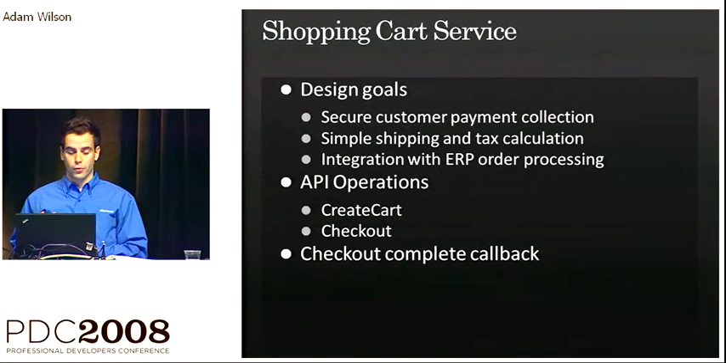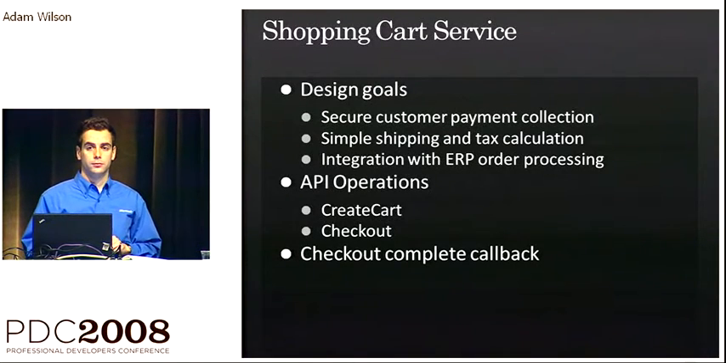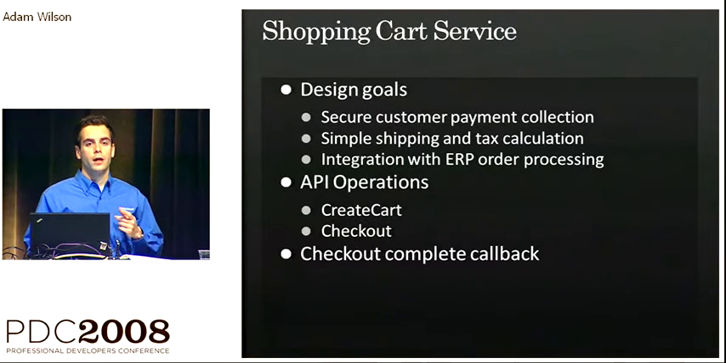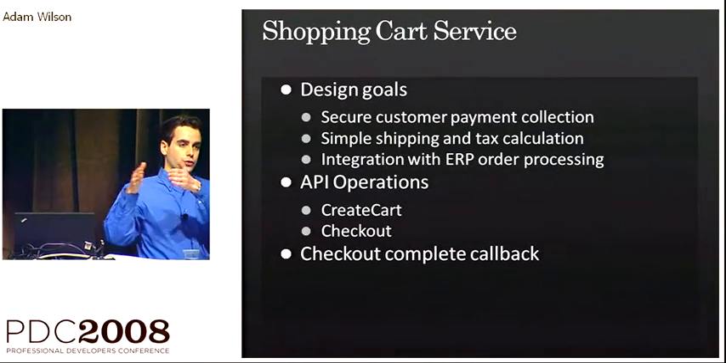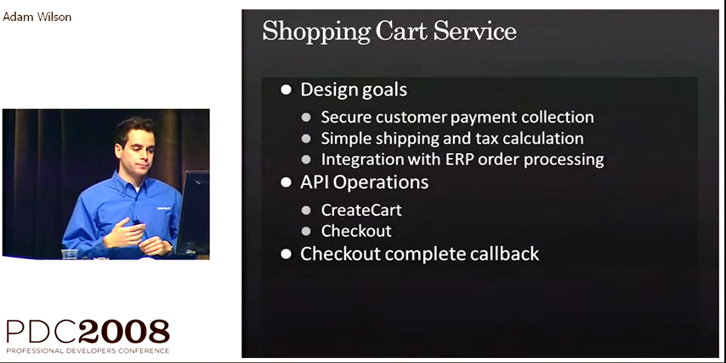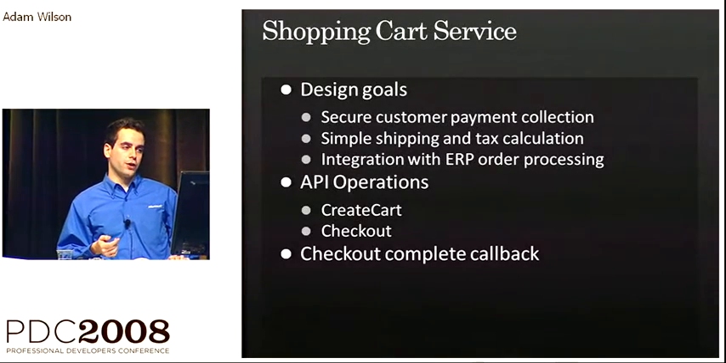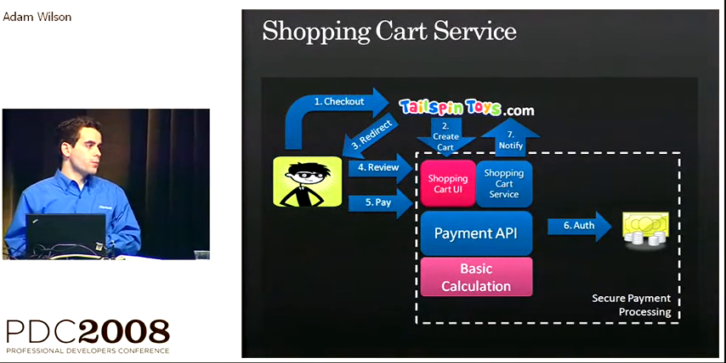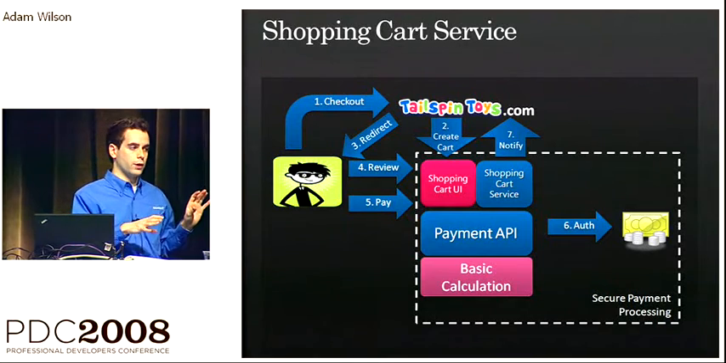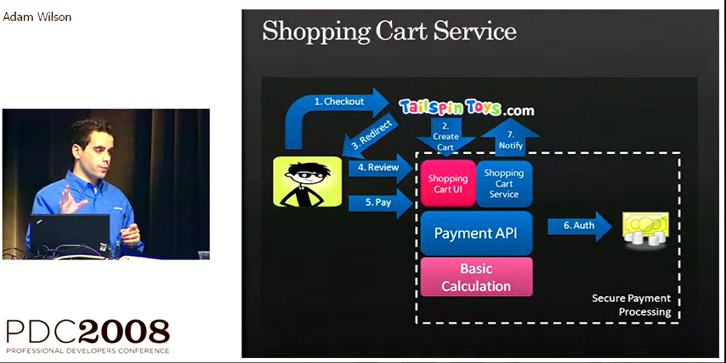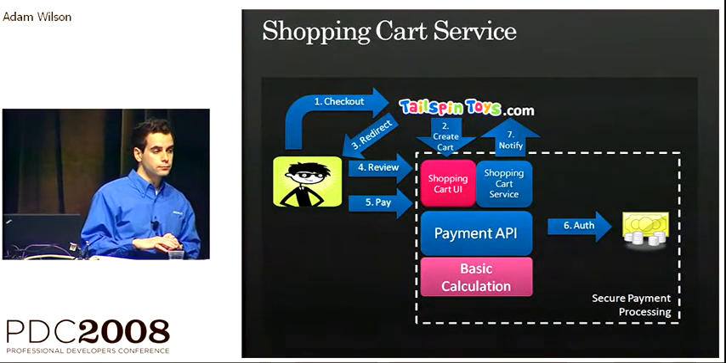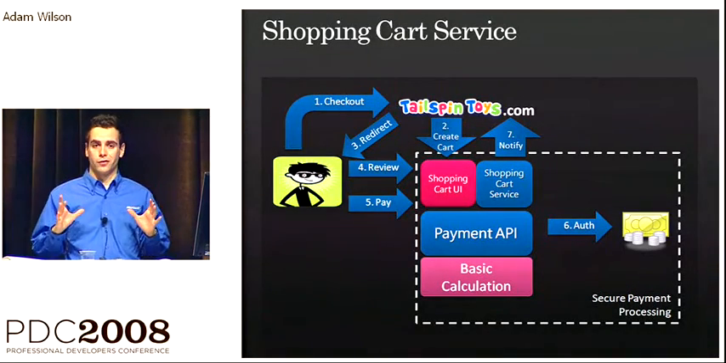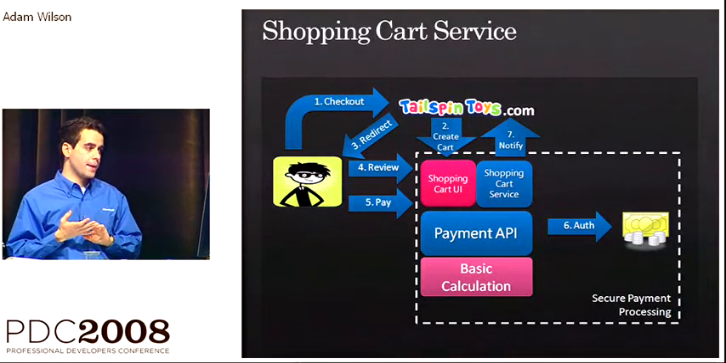And there are two API operations here. There's a create cart operation and a checkout operation. First one creates a list of items that you want to check out with. And the checkout hands that off to us to walk the customer through the checkout process. And there's an additional callback for notification afterwards. So here's what the interaction looks like. We see the customer, Tailspin Toys, our service, and the payment processor on the right-hand side. So we implement secure payment processing within our service. It's PCI compliant, so you don't need to worry about that.